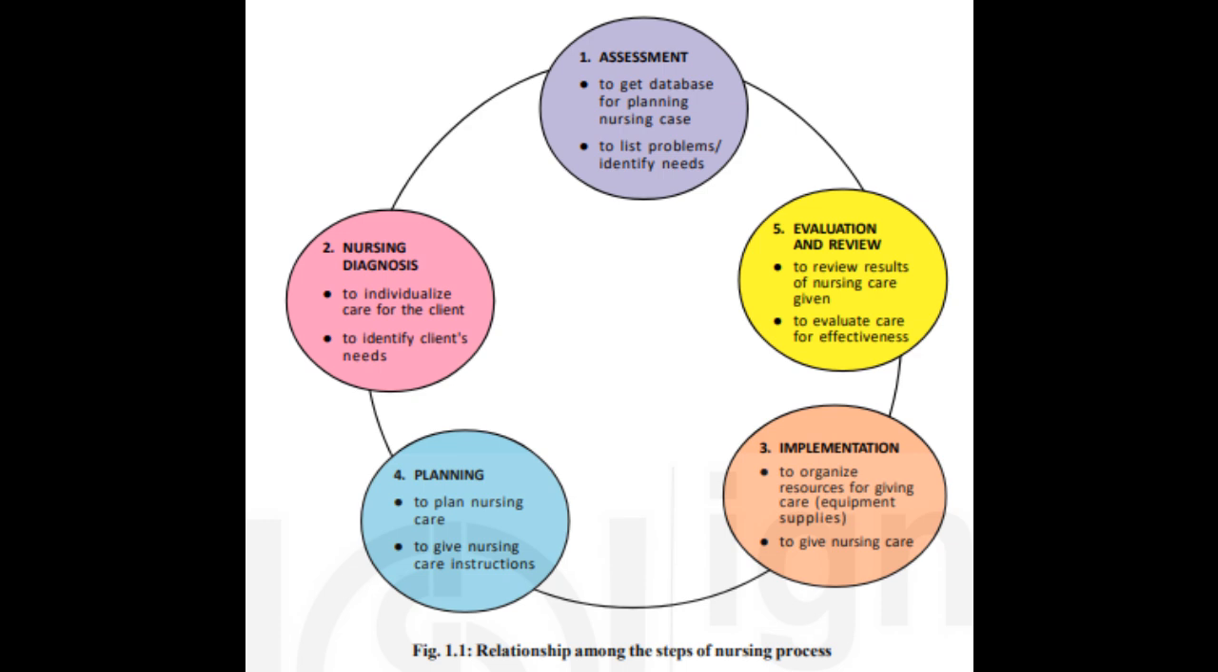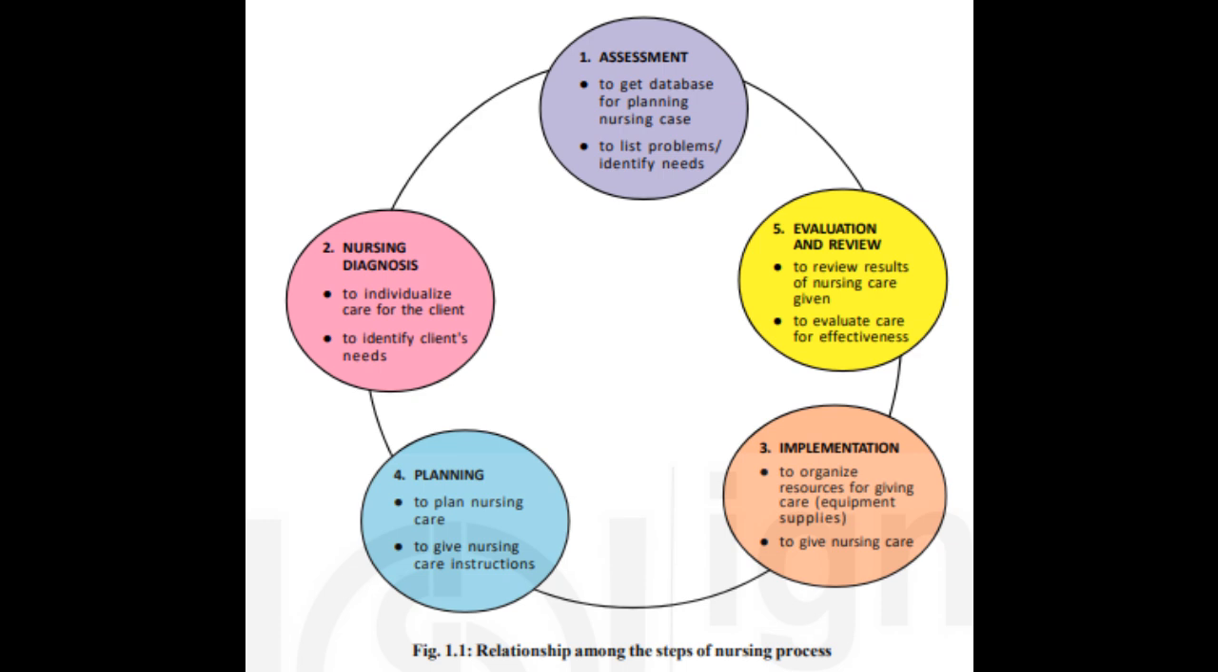4. Planning. To plan nursing care. To give nursing care instructions. 5. Evaluation and review. To review results of nursing care given. To evaluate care for effectiveness. Fig. 1.1 Relationship among the steps of nursing process. Look at the screen.